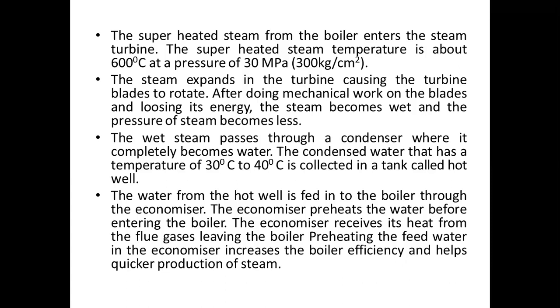This wet steam passes through a condenser where it completely becomes water, the condensed water that has a temperature of about 30 degrees Celsius to 40 degrees Celsius. Sometimes this temperature may be more. It is collected in a tank which is called the hot well. The water from the hot well is fed into the boiler through the economizer. I told you the economizer preheats the water before entering the boiler, and the economizer receives its heat from the flue gases leaving the boiler, right?